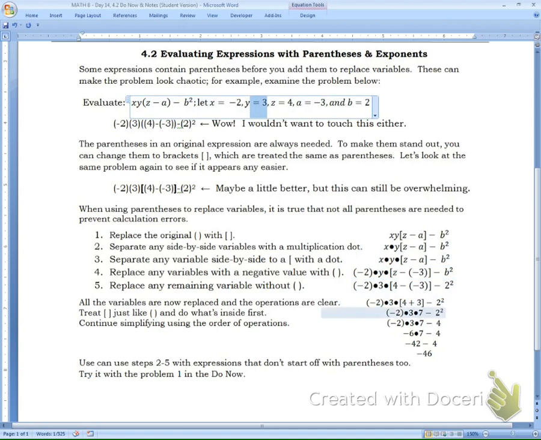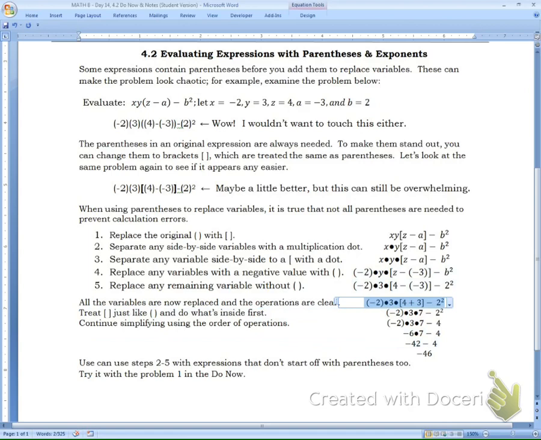And we still have the b variable to replace, and b is a + 2. So that's why we replaced it with a + 2. Now that we have all numbers, no variables, we can use the order of operations, and we can clearly see what our operations are now.